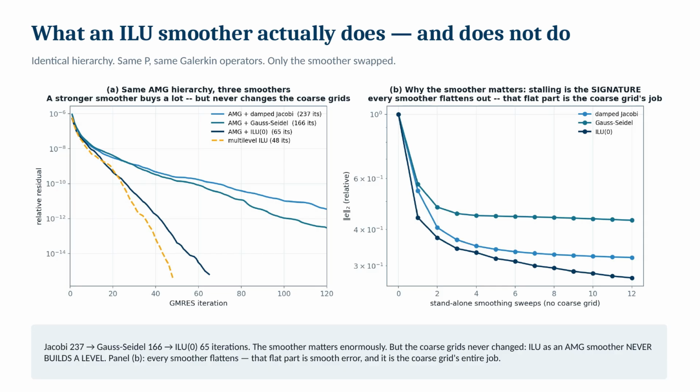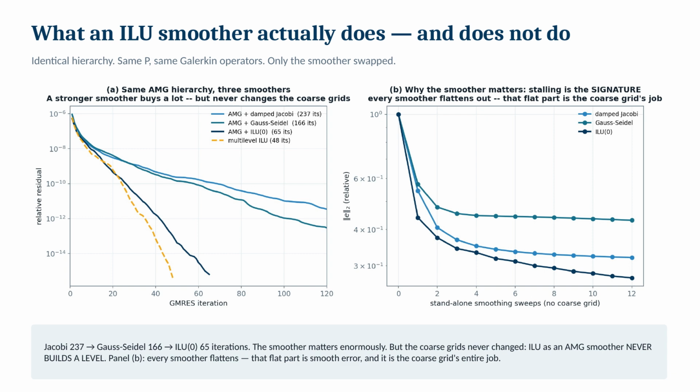Panel B shows why the smoother can't do the job alone. I take a random error and apply nothing but smoothing sweeps, no coarse grid. Every smoother drops fast for 2 or 3 sweeps and then flattens completely. Jacobi flattens at 32%, ILU at 27%. That flat part is smooth error. It is invisible to a local operator by construction.